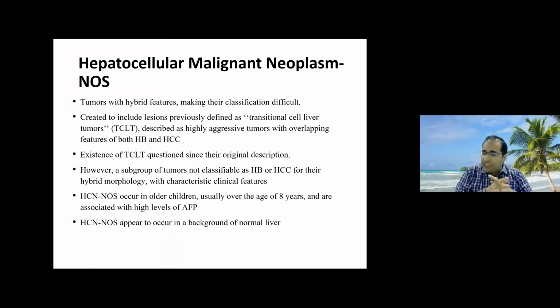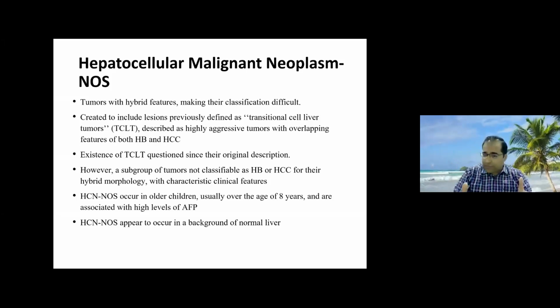The one tumor which Dr. Julius talks about is transitional tumors. Now we don't use that term. Now the term which has been recommended by the 2014 Modern Pathology paper is hepatocellular malignant neoplasm, not otherwise specified. And this is a very gray area, very difficult to diagnose. I think very rarely you can see these tumors, and they are very heterogeneous.